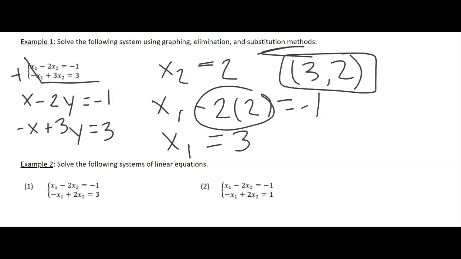Another way we could do this with just the full substitution method is you could have solved this first equation for x1 by adding 2x2 to this other side. You can then substitute that in.